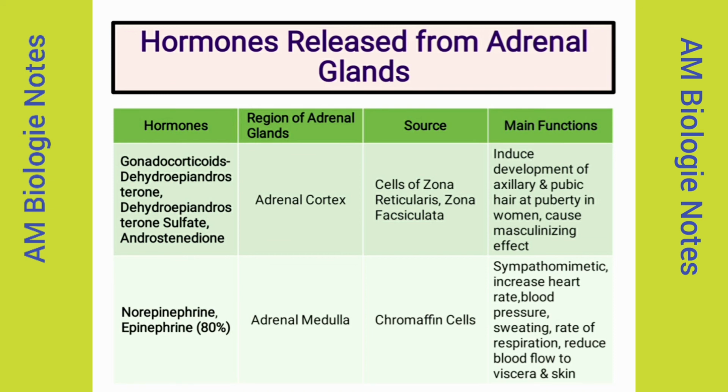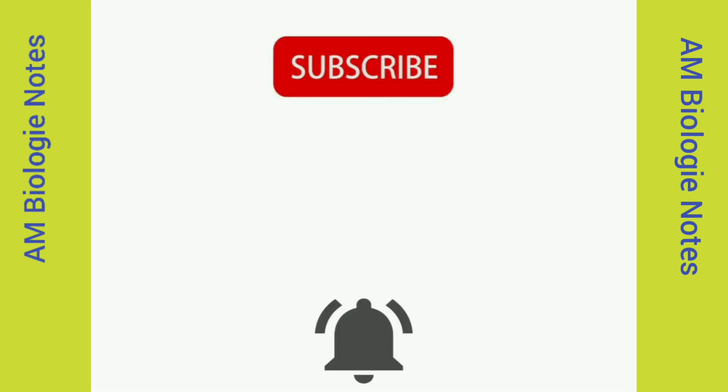The adrenal medulla secretes two hormones, norepinephrine and epinephrine. These hormones are secreted from chromaffin cells of the medulla. These hormones act as sympathomimetics, increasing heart rate, blood pressure, sweating, rate of respiration, etc. They decrease urine production, digestion, and reduce blood flow to viscera and skin, etc. So this is all about the gross anatomy and histological structure of adrenal glands.